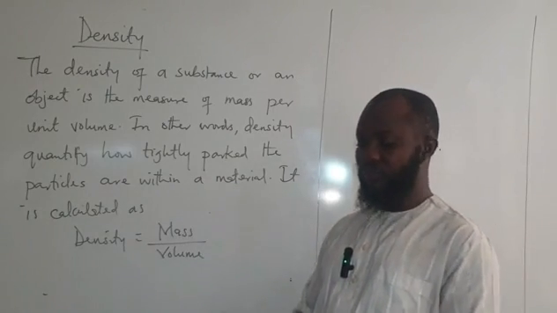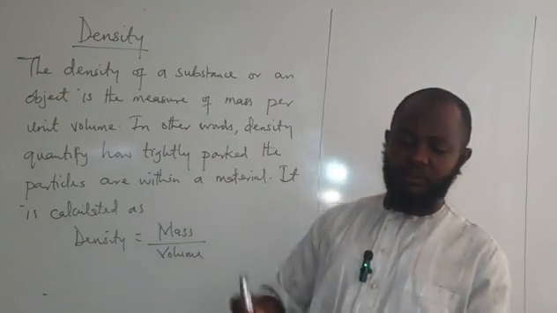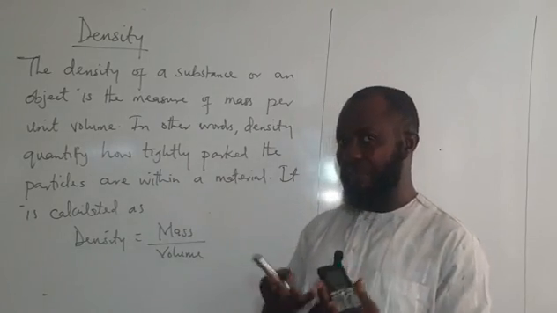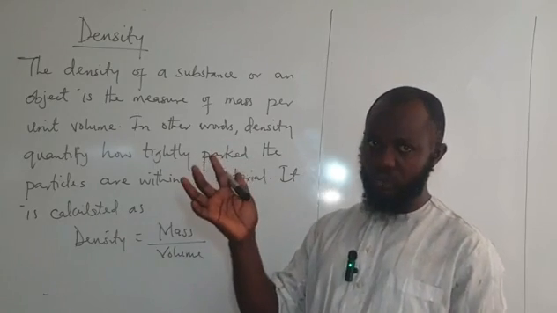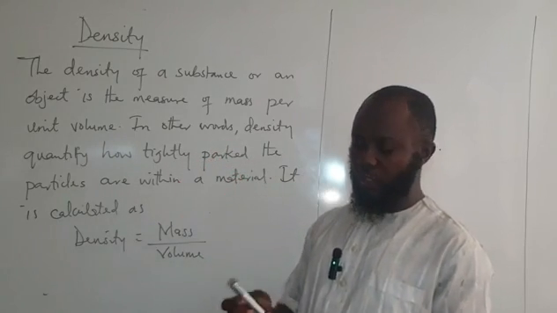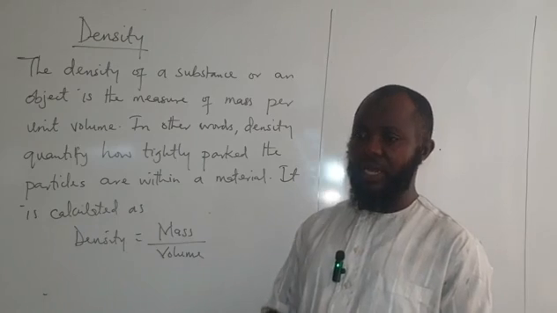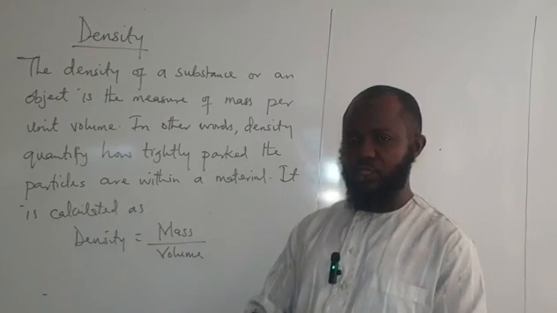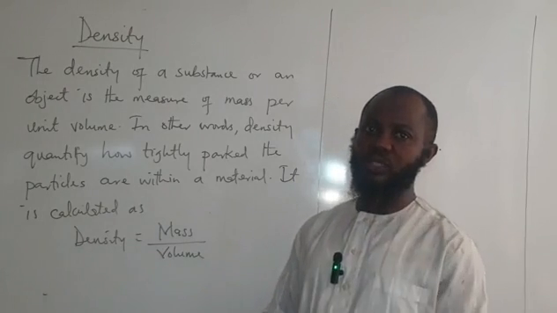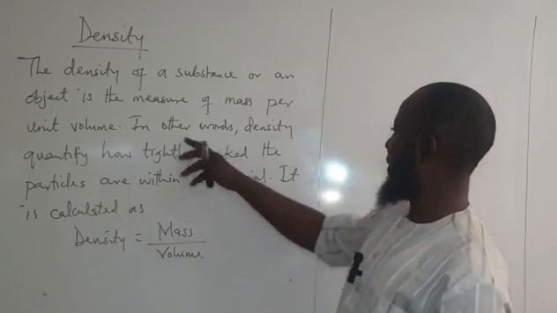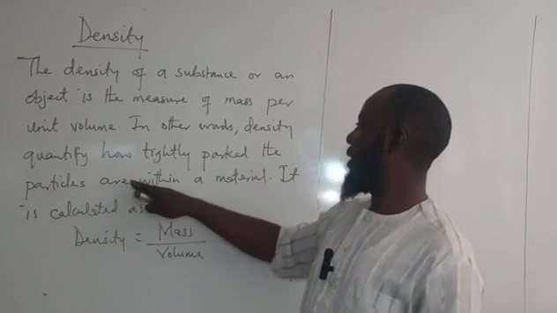So in this one, what we have are liquid, right? Then the materials we have here are tightly packed. So this one has a higher density than this one. Are you with me? If the materials packed in an object are loosely packed, the density there will be lesser than the one which is tightly packed. That's why I said the general word density quantifies how tightly packed the particles are within a material.